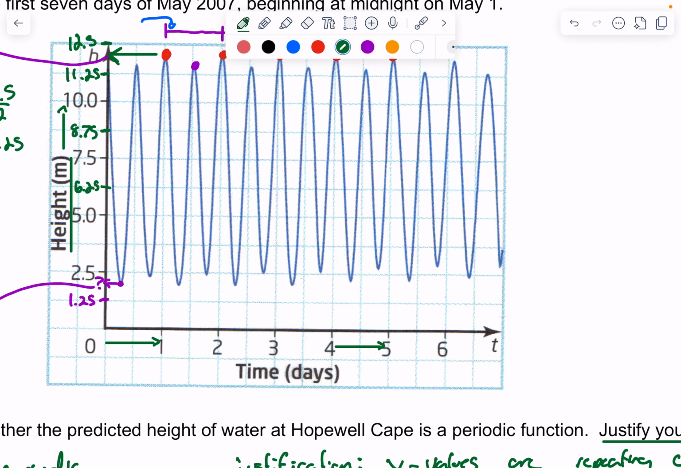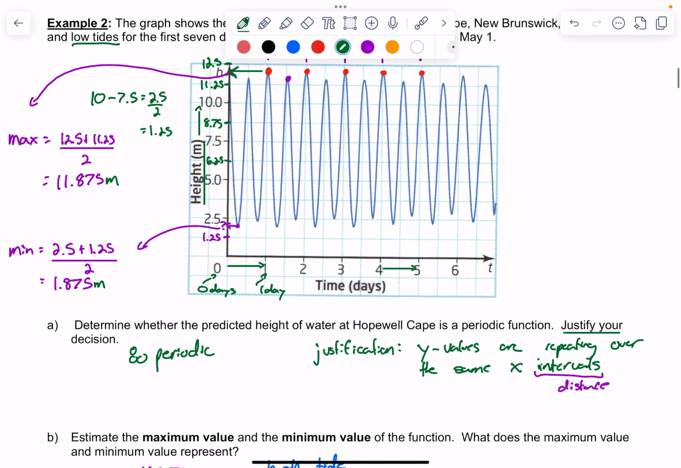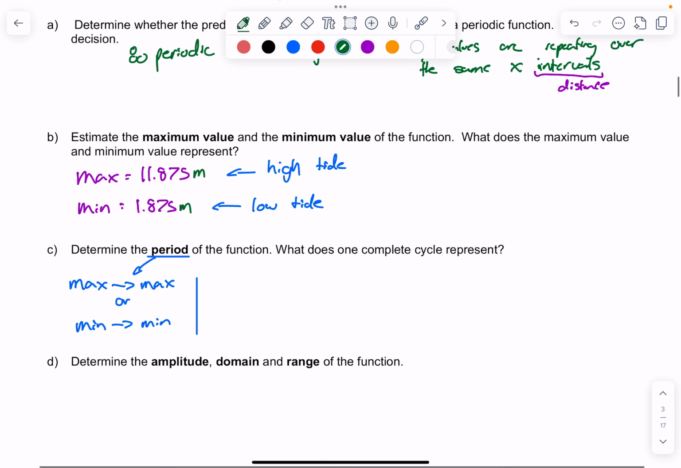So what is the distance of 2 squares? Well, you can see you're going from 0 days to 1 day. So going 2 squares, you have traveled 1 day. So the period is 1 day. Or period equals 1, if you actually want to give it a number.